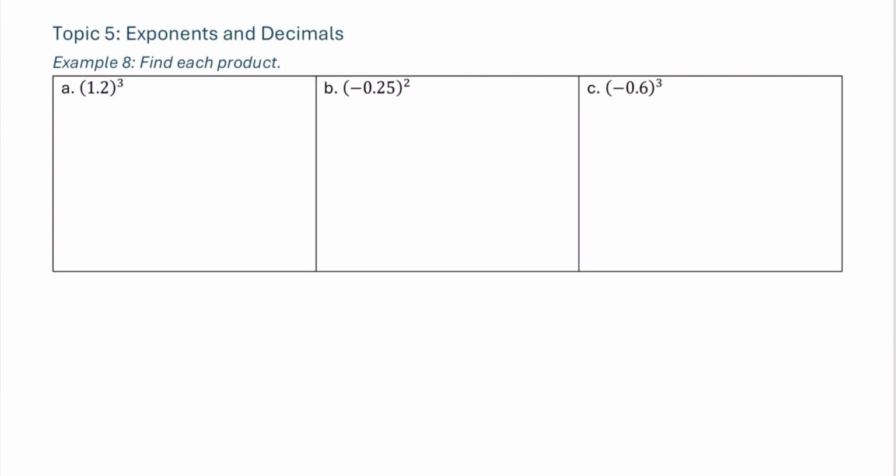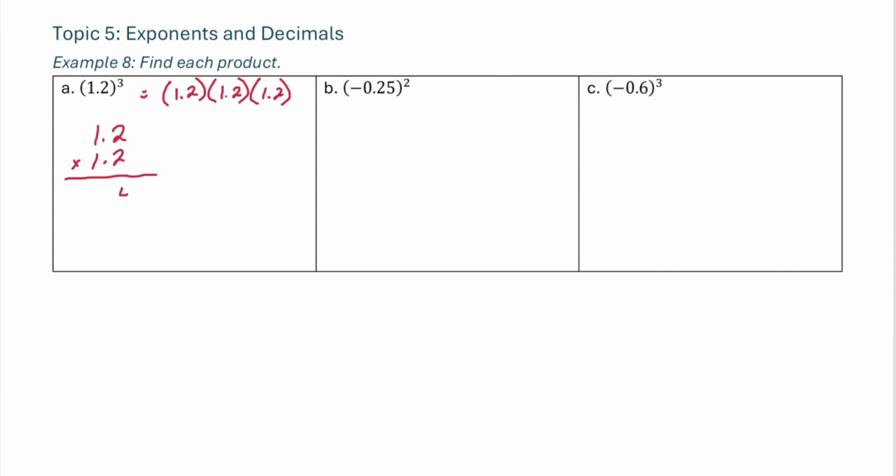Let's find each product. Up first, we have 1.2 cubed. Recall that a 3 exponent simply means that the base occurs 3 times. Let's do these in steps. Up first, 1.2 times 1.2.